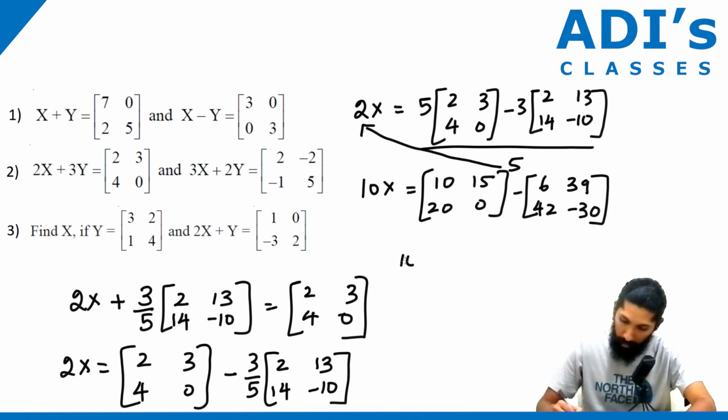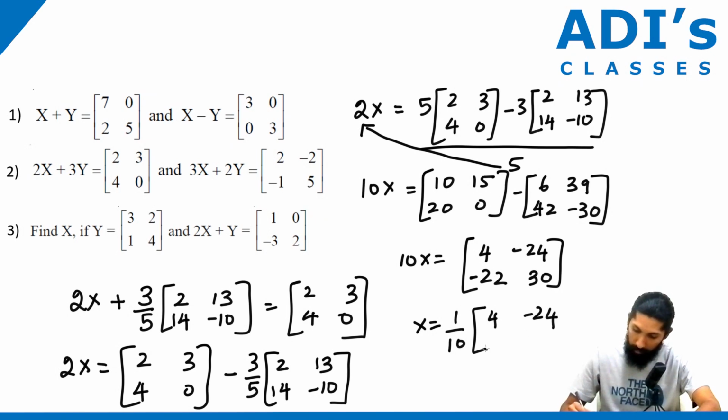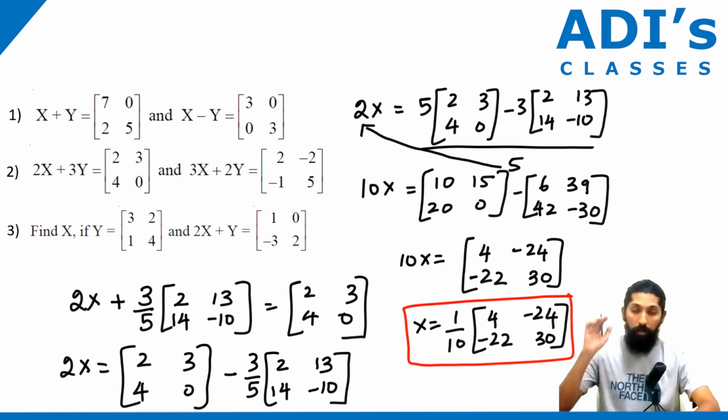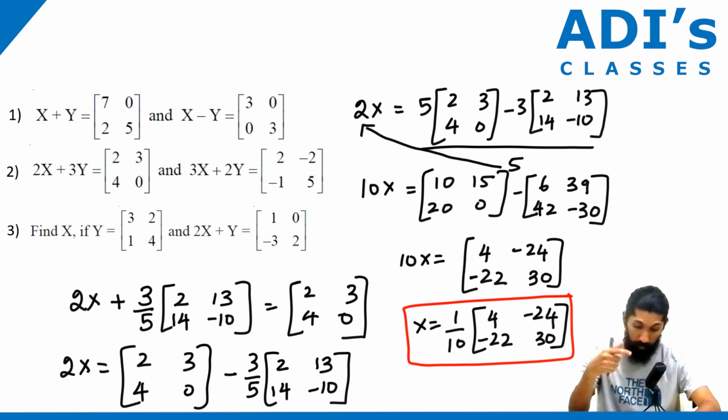So 10x is equal to 4, then 15 minus 39. This is going to give you minus 24. Then 20 minus 42 is minus 22. Then 30. So x value is equal to 1 by 10 of 4, minus 24, minus 22 and 30. Okay, so this is going to be the value of x. So we got both the value of y as well as x. Got it? Now let's do the third question.